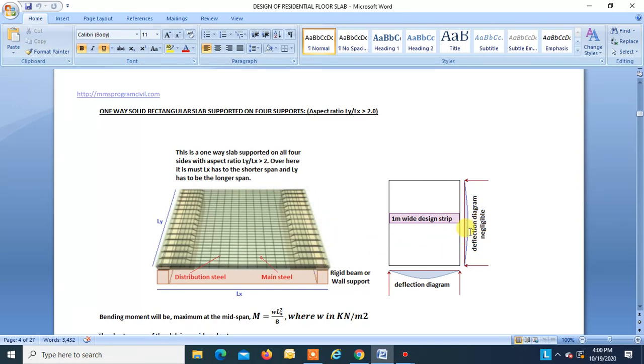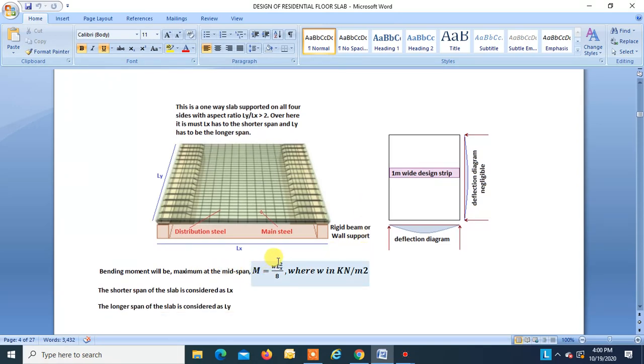This deflection is very small and can be neglected, and so we design this as a one way slab. We take a 1 meter design strip anywhere, and design it for a moment M equal to W L x square by 8. Over here we have to take Lx, right? Because the main span is along Lx.